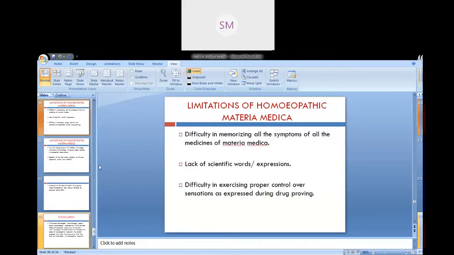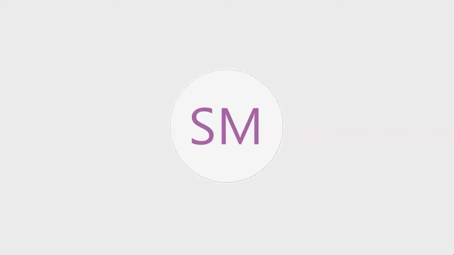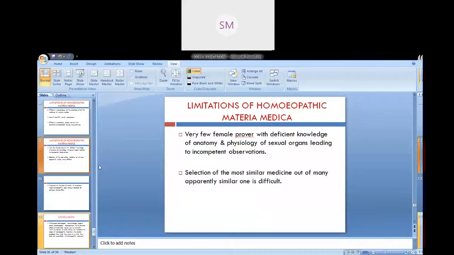Limitations according to the homeopathy: symptoms of female symptoms. So this is the limitation of our Materia Medica. Then selection of the most similar medicine out of many apparently similar ones is very difficult.